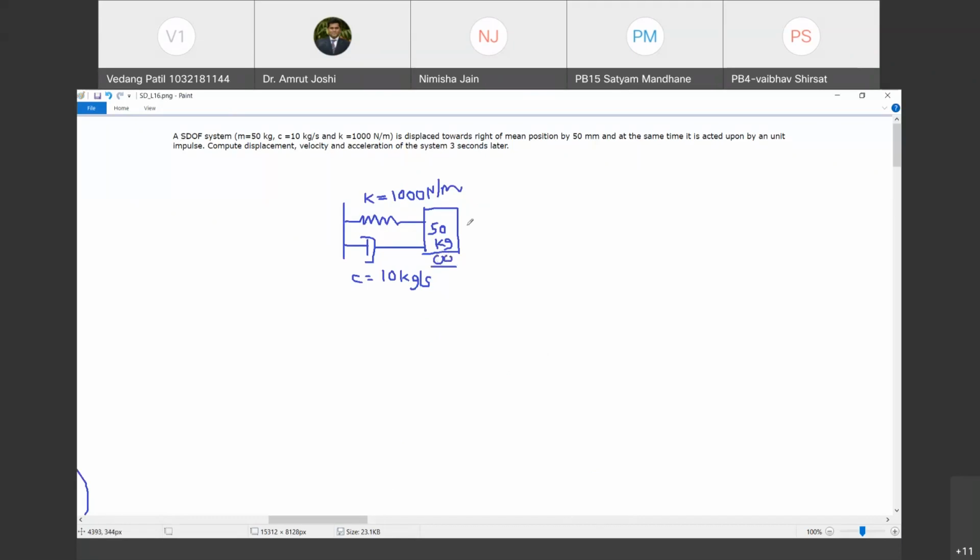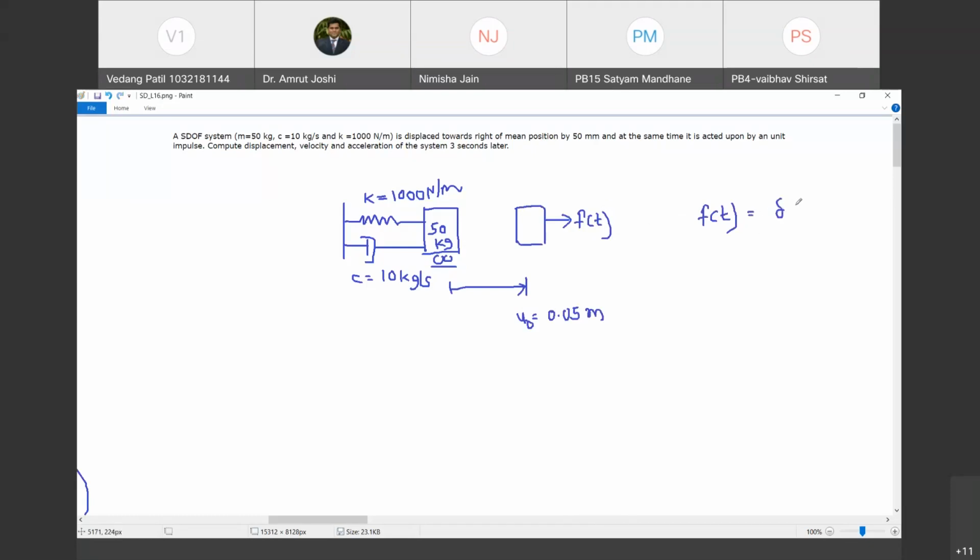So this is the system, and at time t equal to 0, this system has been already pulled towards right by 50 mm. So u0 is 0.05 meter. Do you agree with me? Yes, sir. And when it is pulled to this position, it has been acted upon by an f of t. That f of t is unit impulse.